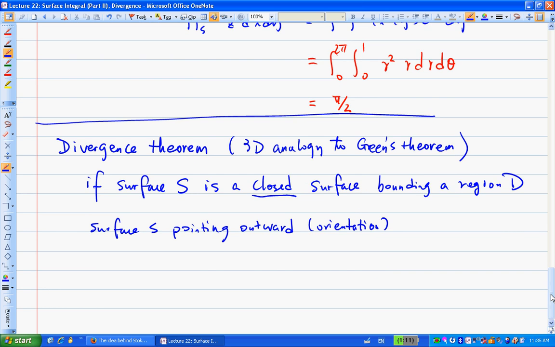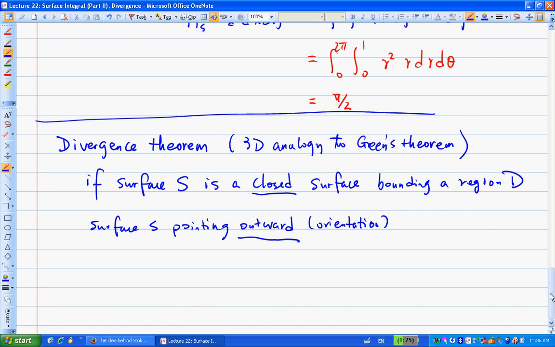Make sure of two things. One is that the surface needs to be closed. Second, it's pointing outward. Those are the two key things about the divergence theorem. If a surface is not closed, don't use the divergence theorem. If you're talking about inward, then the result is going to be the negative of the result of the divergence theorem. But when you use the divergence theorem, you use an outward direction for the surface.